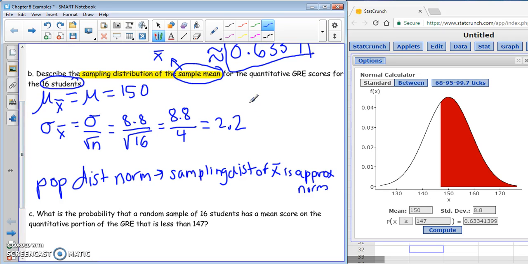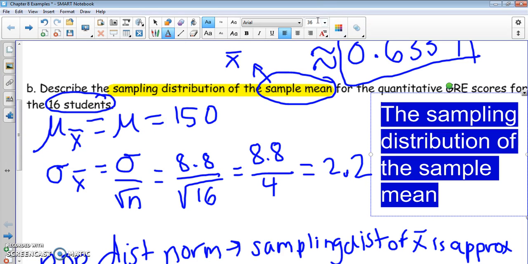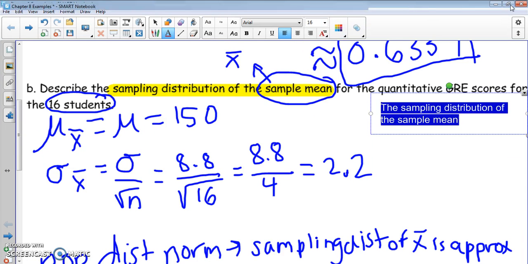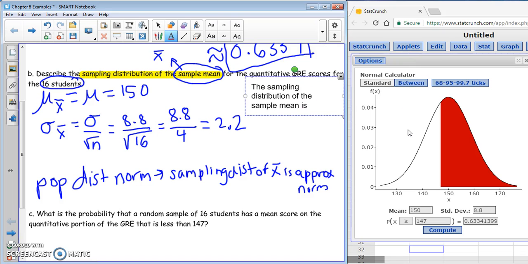So what can we say about our sampling distribution? The full way that we would write this out is: the sampling distribution of the sample mean is approximately normal with mean 150 and standard deviation 2.2. So that's what we would say when we describe the sampling distribution.